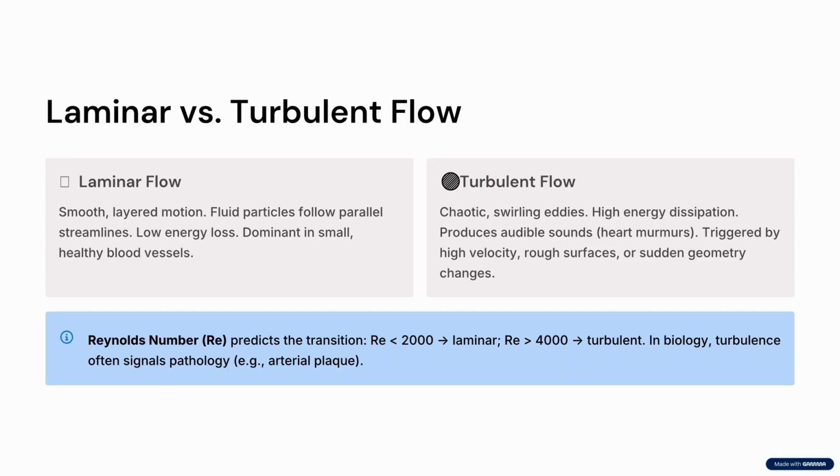So, if laminar flow is a disciplined marching band, turbulent flow is basically a chaotic mosh pit. Yes, energy is being wasted entirely on crashing into your neighbors instead of actually moving down the street. That makes so much sense.